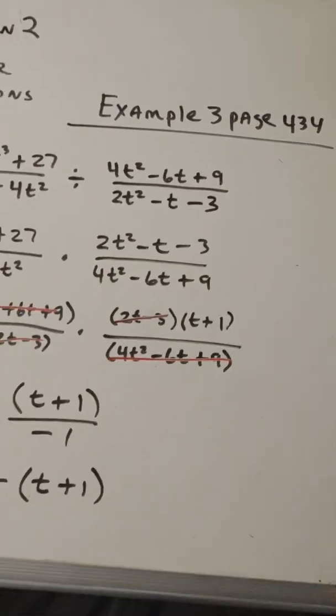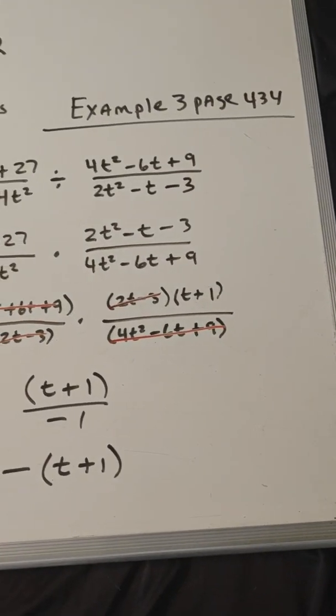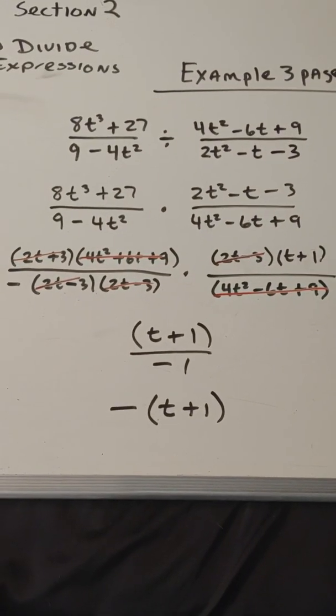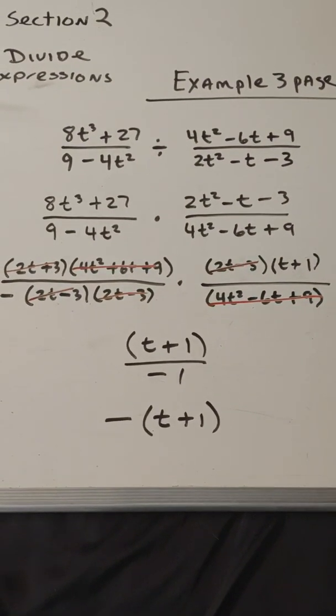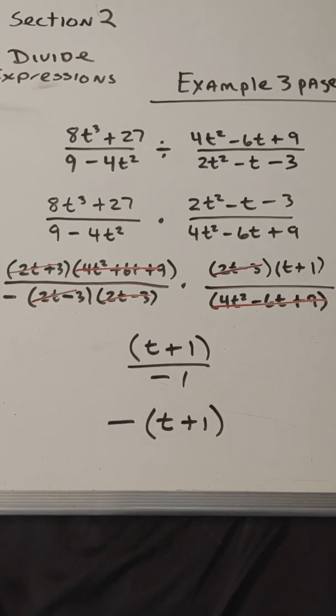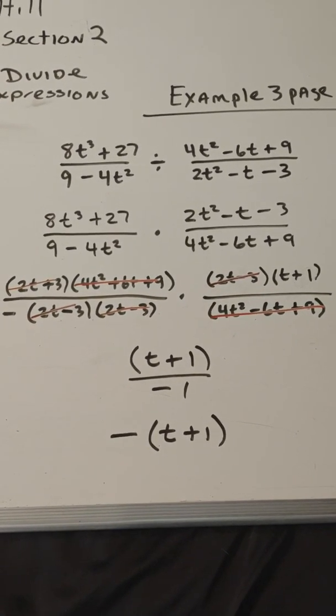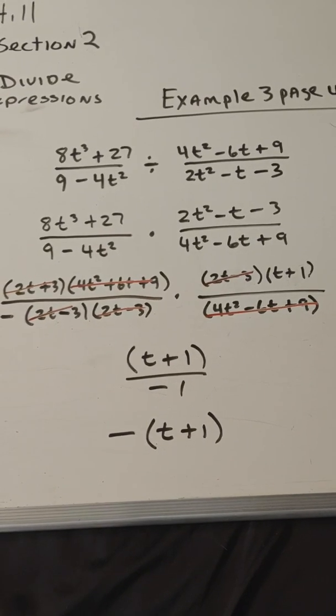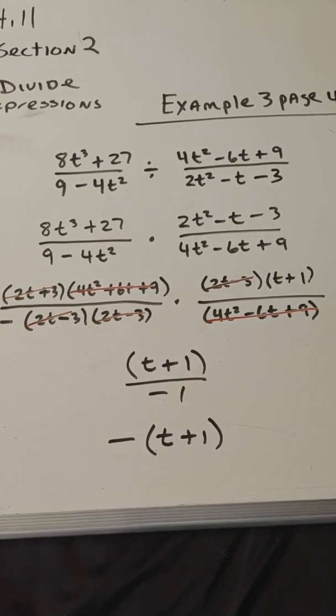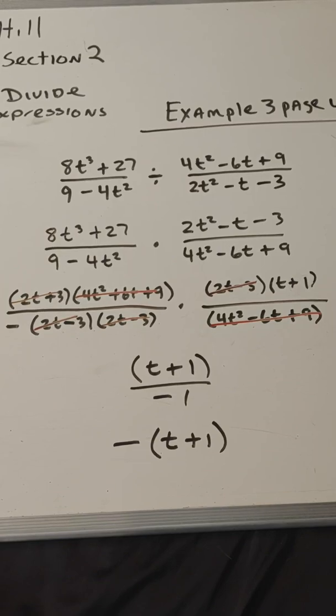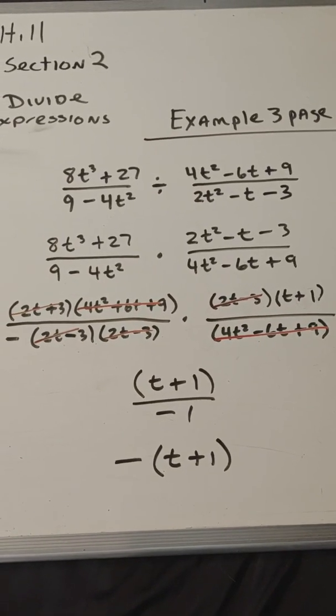Last example problem here is example 3, page 434. It's division. Remember that in division of fractions, we don't ever actually divide fractions because we always multiply by the reciprocal. So a division problem for rational expressions becomes a multiplication problem. Same thing as in fractions.